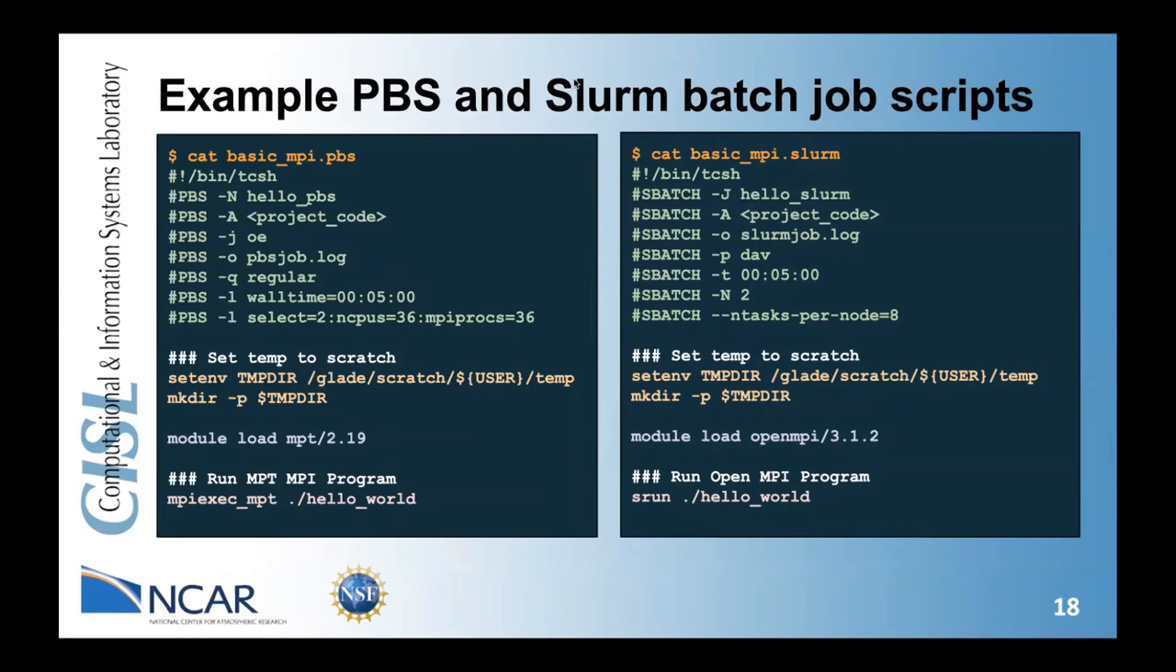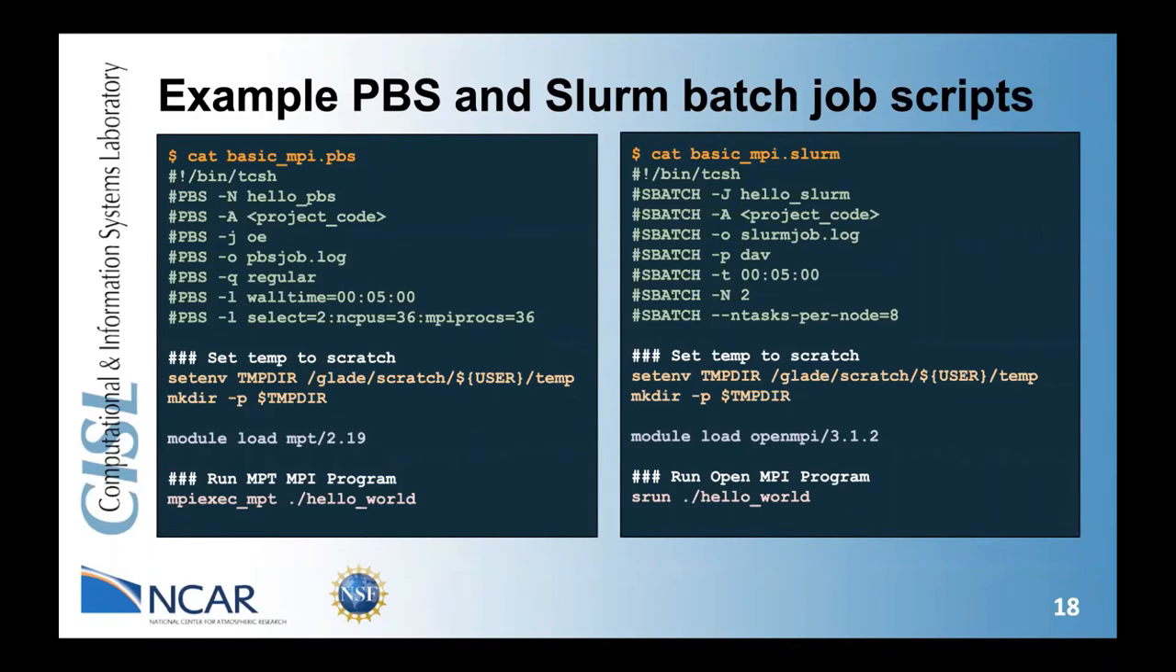The DAV queue is what you'll be wanting to use on Casper almost all the time. -t for the time limit and a similar format for hours, minutes, seconds. -N 2, that capital N 2 is two nodes. And then the line below it, --ntasks-per-node=8, means I want to have eight things on each of those two nodes.